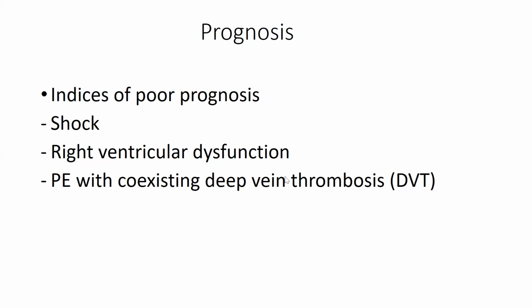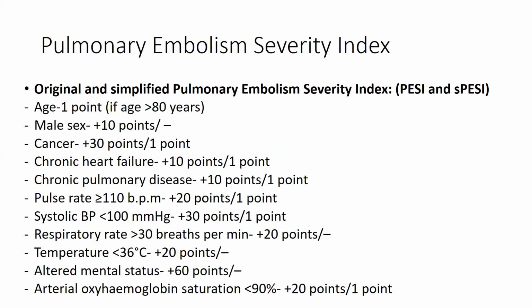All right, so we have what they call indices of poor prognosis. Most of the patients with severe or massive PE die in the ICU, and the indices for such poor prognosis include shock. Patient comes in hemodynamically unstable. Patient has right ventricular dysfunction. And for patients who have had DVT in the past, now having a pulmonary embolism, the prognosis is usually very poor. So we have what we call the pulmonary embolism severity index.